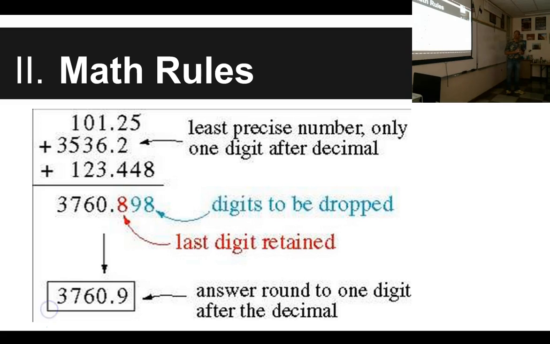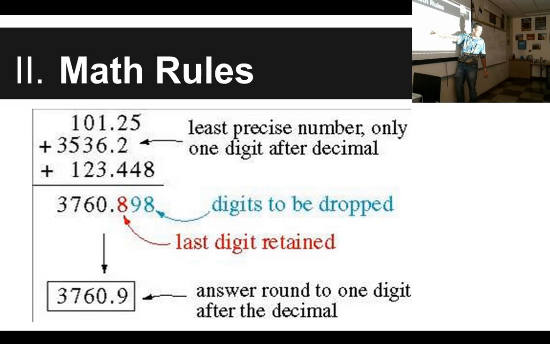Okay, a quick example of that: if I'm adding 101.25 and 3,536.2 and 123.448, you do the math and you get 3 decimal places, because these add up and there are 3 decimal places here, so this 8 comes down. But if I were to just express the answer this way, the reader would say he knows the answer out to the thousandths, sorry, the 10,000ths place.